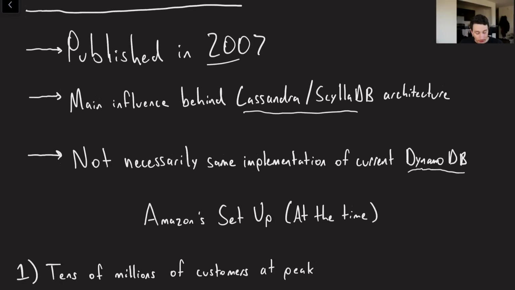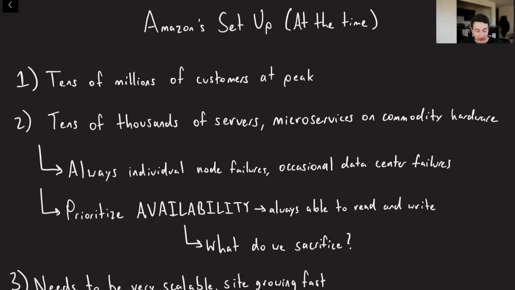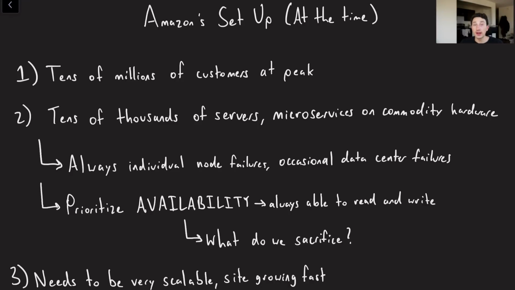So let's go ahead and first set the scene, talk about a little bit of background, and talk about Amazon's setup at the time. So this is the early 2000s. They're a fairly new site at this point, but they're already getting big. So already at their peak usage, they have tens of millions of customers. Now I'm sure that's in the hundreds of millions, but it's still a lot. Additionally, even at this point, they have tens of thousands of servers, and they're still using a bunch of microservices.